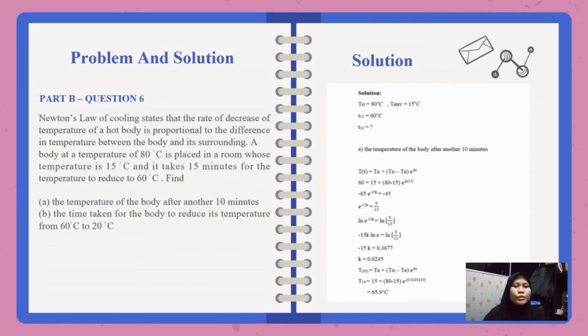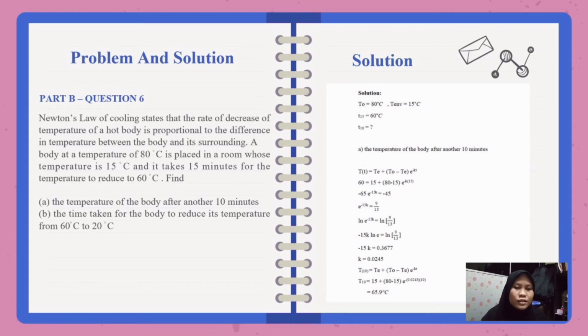So for the solution, we get T naught equal to 80 degrees Celsius, T environment we get 15 degrees Celsius, and T15 we get 60 degrees Celsius, and T10 we don't know the temperature. For part A, the temperature of the body after another 10 minutes, we use the formula T equals T environment plus in the bracket T naught minus the environment, and we multiply with exponent the power of KT.